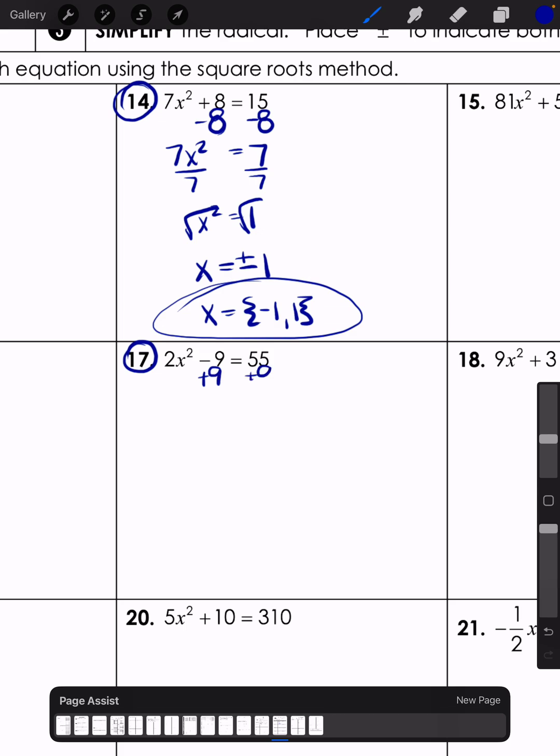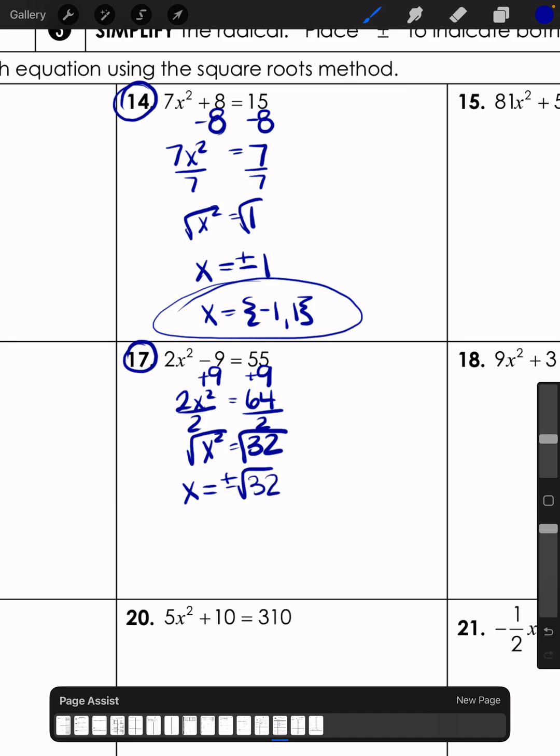if I'm solving to get the x squared by itself, then I would be left with 2x squared equals 64, divide by 2, and I'm left with x squared equals 32. Now this is not going to be a perfect square. That's okay. We're going to simplify that square root so that I'm left with x is equal to plus or minus the square root of 32.